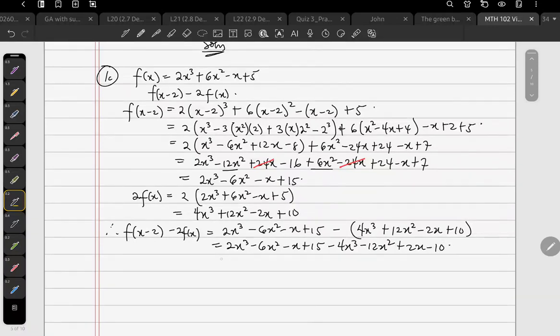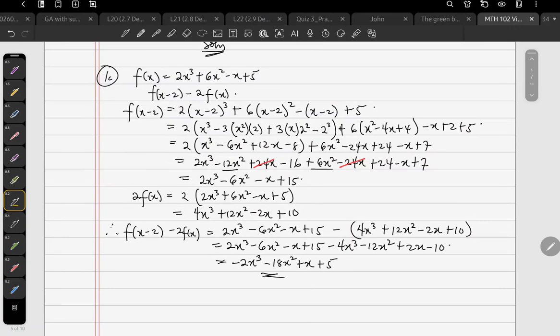So 2x cubed minus 4x cubed is negative 2x cubed. It's negative 6x squared minus 12x squared. That will give us negative 18x squared. Then negative x plus 2x, that is going to be plus x, and 15 minus 10, that is going to be plus 5. Yes, I don't think I've made any mistake. So I think that is that. It's as simple as that.